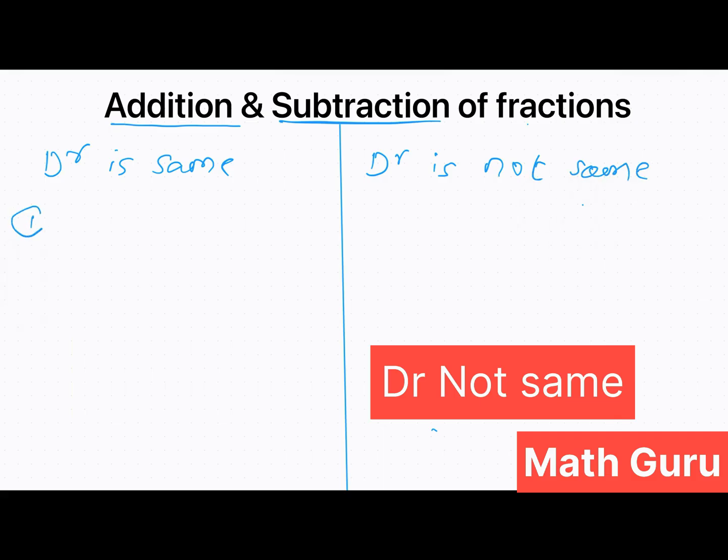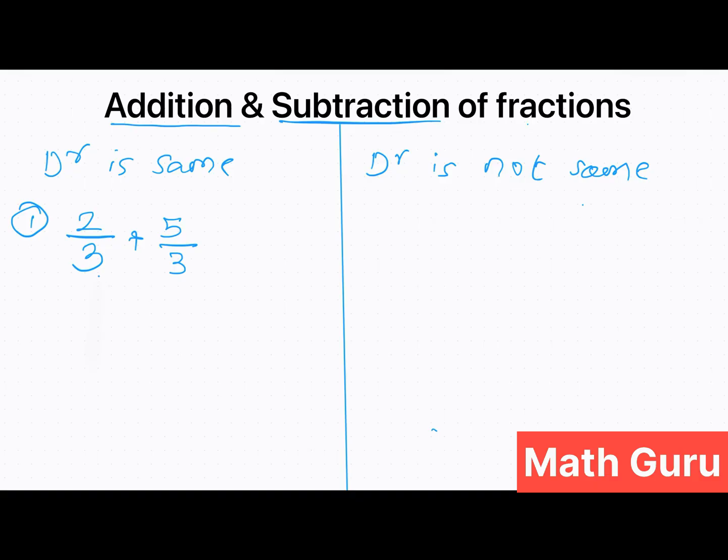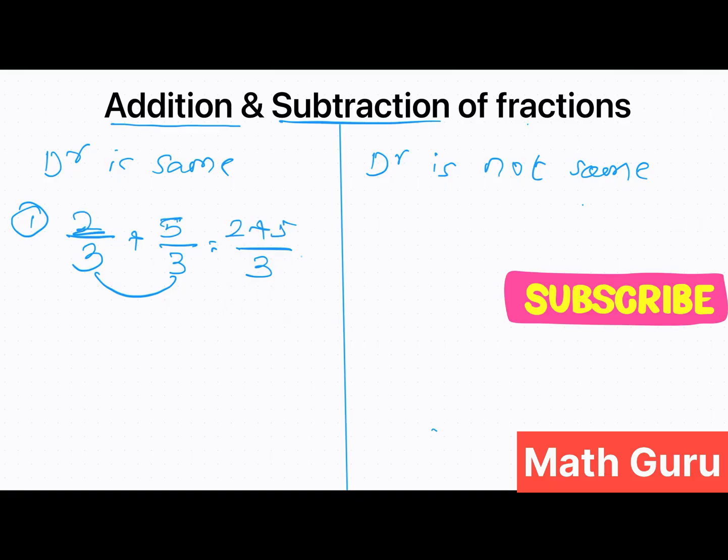So if the denominator is same, for example, you are given the question 2 by 3 plus 5 by 3. Here you can see that the denominator of 3 is same. So what you do is just write 3 once as it is and just add the numerators. So it was 2 plus 5. So you get the answer as 7 by 3. That's it. As easy as that.